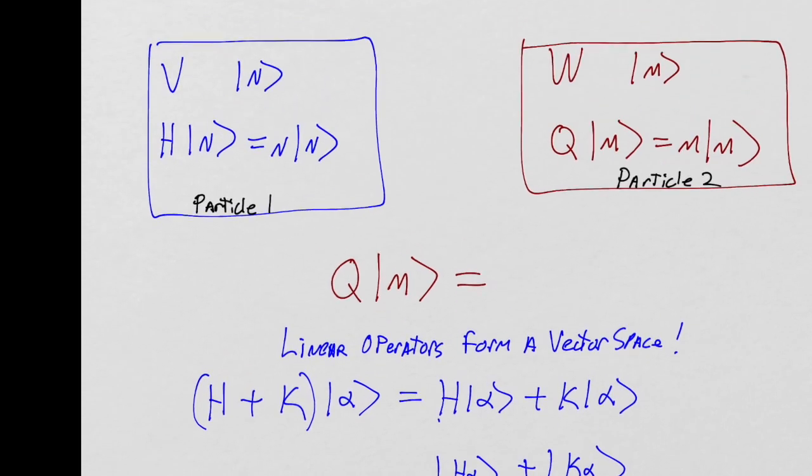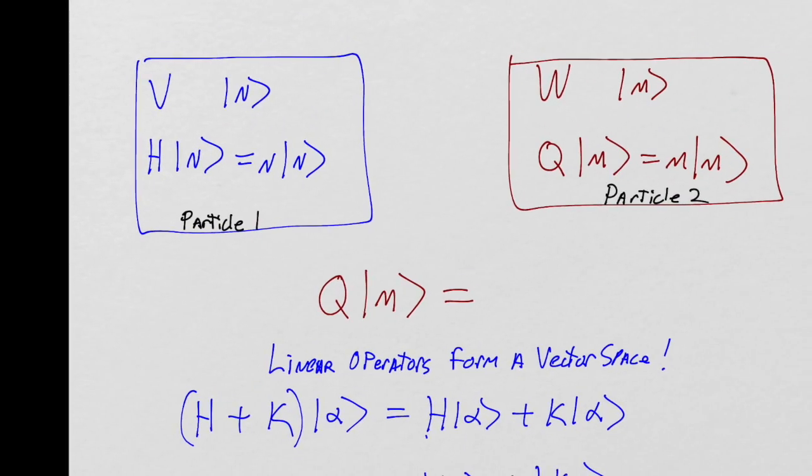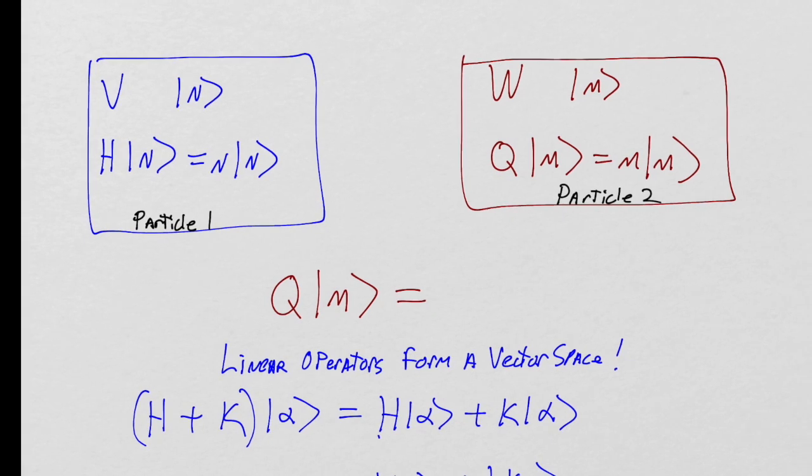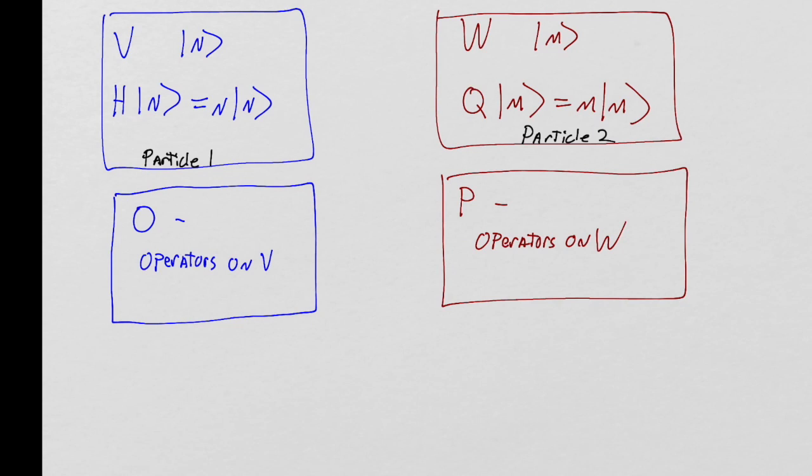So I can actually now associate with V and with W another space, a space of the linear operators that act on V, and then a space of the linear operators that act on W. So let's do that. So now I have these sort of four vector spaces floating around: particle 1's state space and the operators that act on particle 1, and particle 2 state space and all the operators acting on particle 2. So now what do I want to do? I want to form the tensor product space between particle 1 and particle 2. And formally, that's going to look like this.